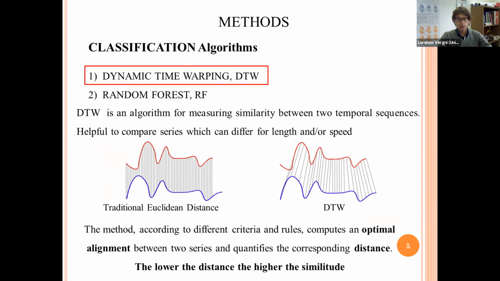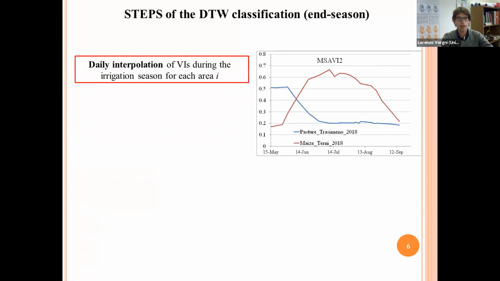And in this specific case, we use this technique for classification purposes. So there are some steps that were applied to obtain a classification from this type of technique. First of all, we applied the daily interpolation of vegetation indexes during the time series, during the irrigation season. In this figure, you can see just an example for one of the indexes that were used, for 2 areas, but the same was done for all the areas and for all the indexes.